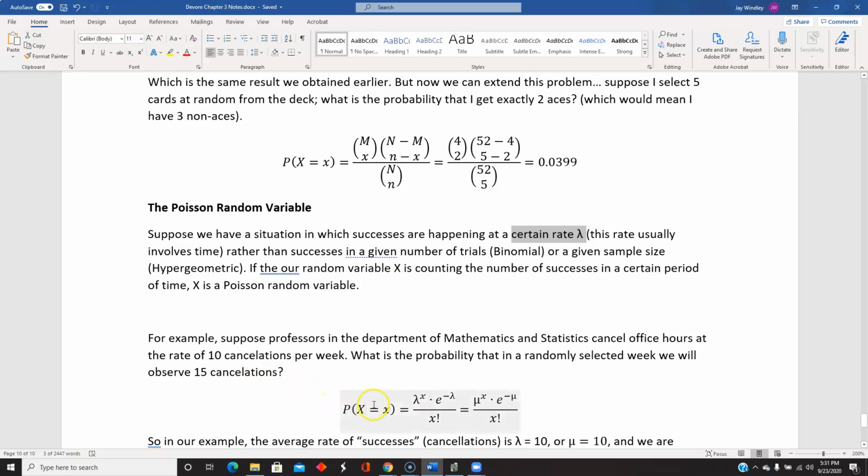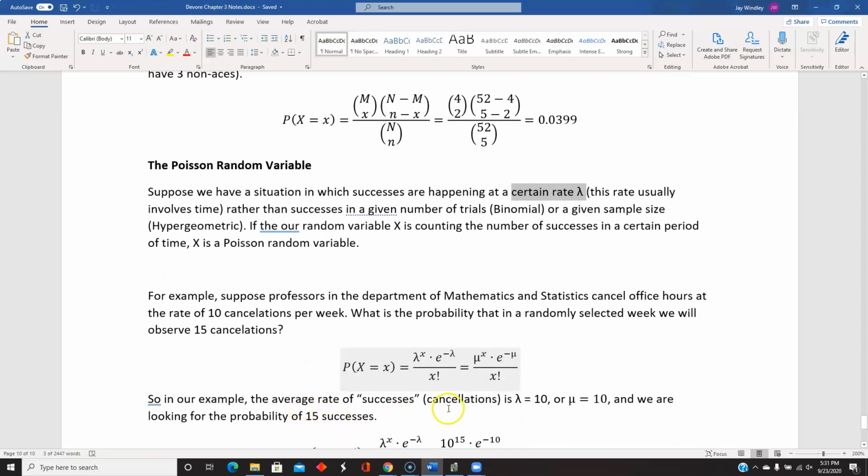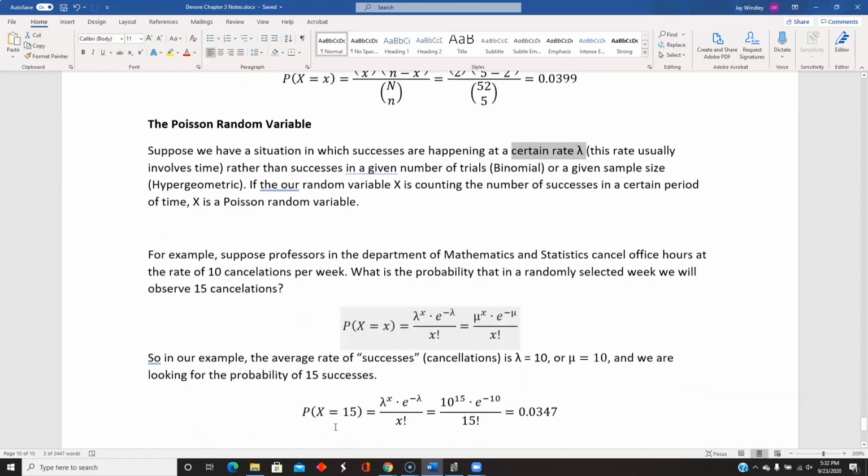formula for probabilities for Poisson. It involves the rate at which successes are occurring, lambda to the x power, e to the negative lambda over x factorial. Oftentimes instead of lambda, you see mu as the parameter, because lambda is the average rate at which successes are happening. So lambda is actually our average, which is why oftentimes it's put in as mu instead of lambda. So in our example, the average rate of successes or cancellations is 10, and we're looking for the probability of 15 successes.